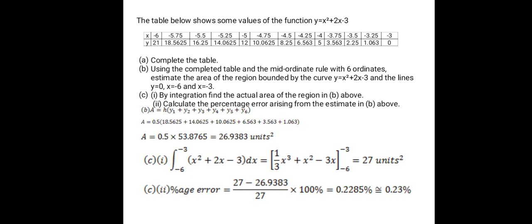C. By integration, find the actual area of the region in B above. Calculate the percentage error arising from the estimate in B above.